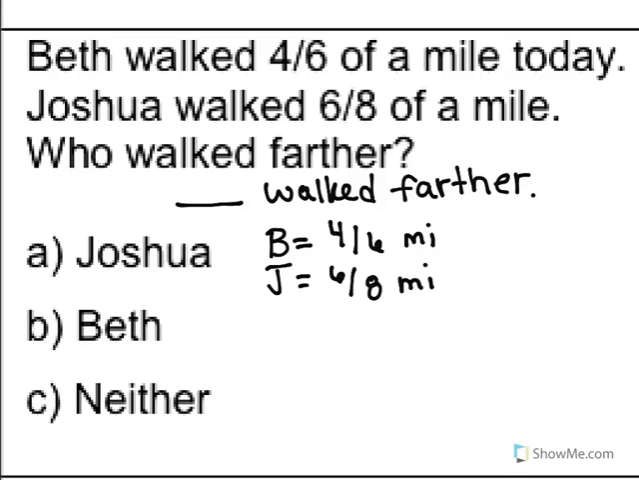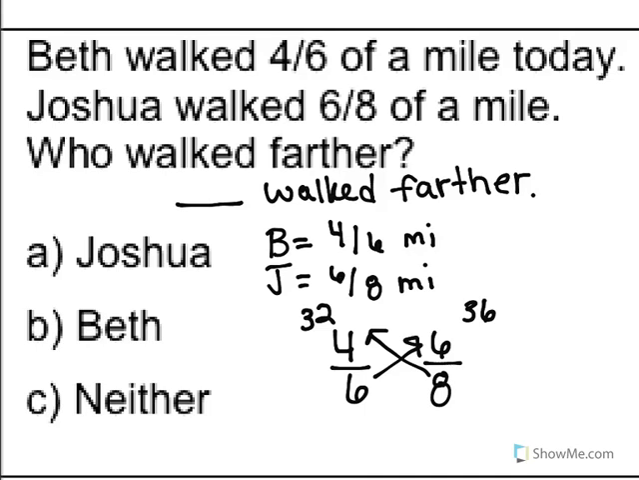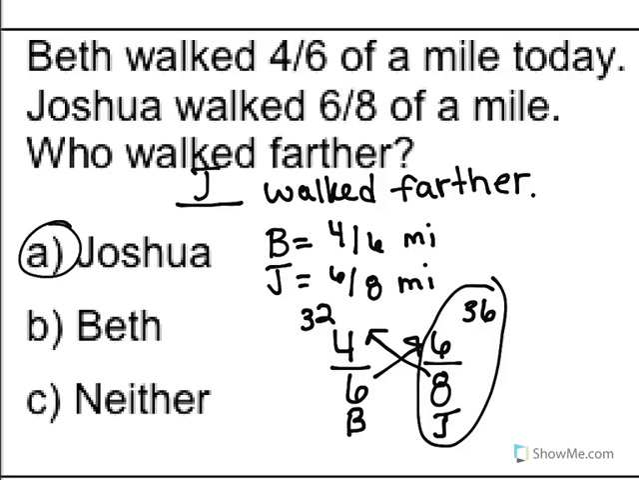So if I'm comparing these two numbers, I can either draw a picture or use Zoom or Butterfly. I'm going to use Zoom today to compare these two fractions. 6 times 6 is 36. 8 times 4 is 32. I know 4/6 belongs to Beth and 6/8 belongs to Josh. So since 36 is bigger than 32, Josh walked the farthest.